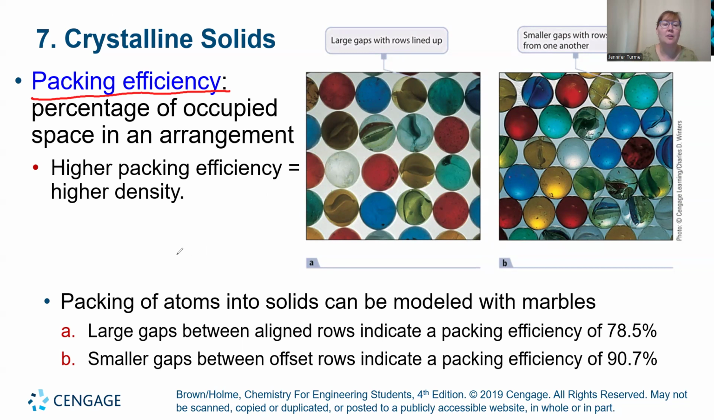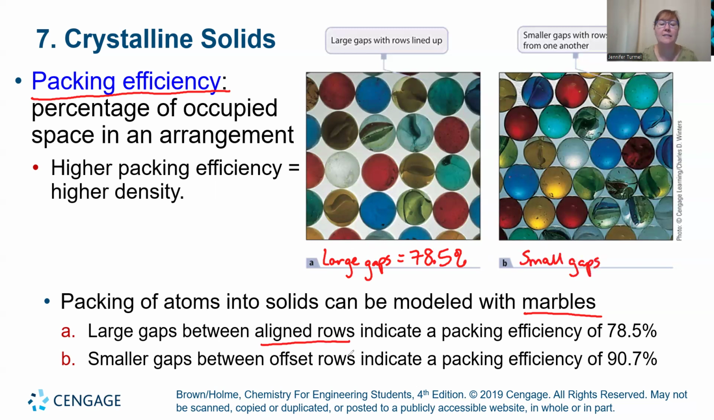Okay, so in these marbles right here, we have large gaps right here for our A, and these large gaps will get us in these marbles a 78.5% packing efficiency. Okay, and that means that 78.5% of the space is marbles. But when we offset, so this is stacked one on top of each other in what we call aligned rows. But over here, we have smaller gaps.